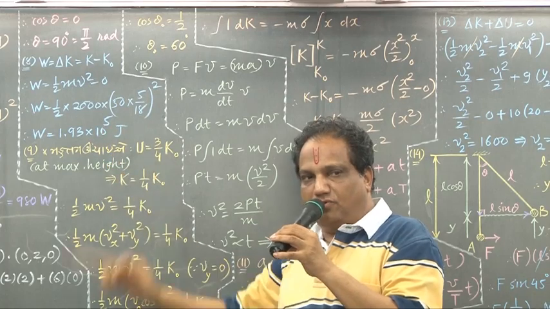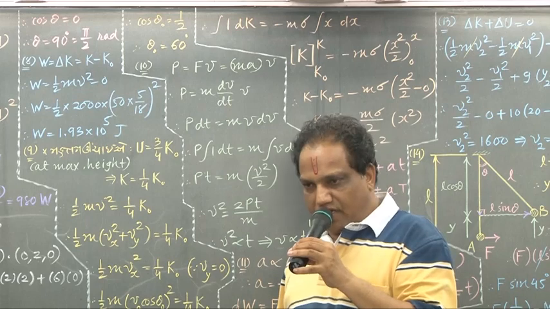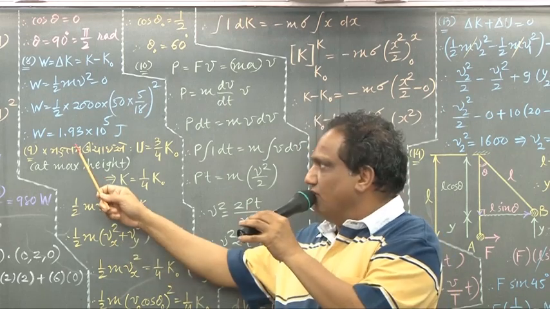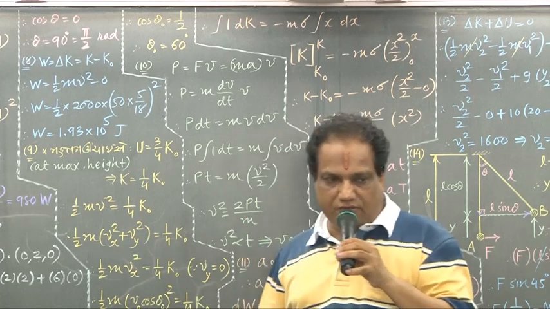1.93 into 10 raised to 5. I think in the old edition there must be a mistake. Okay? I will make the correction. 1.93 into 10 raised to 5, that many joule. Number 9 is a good one.